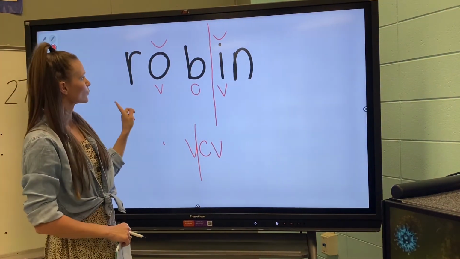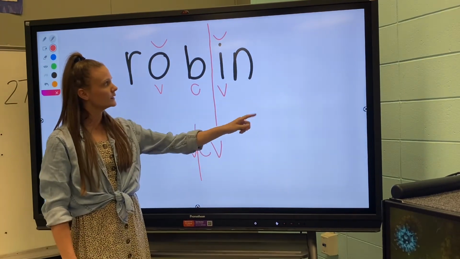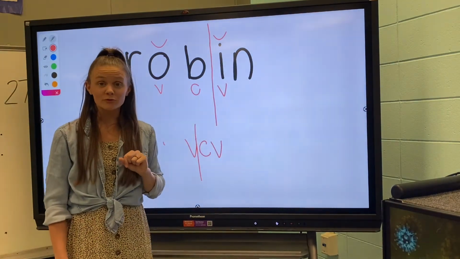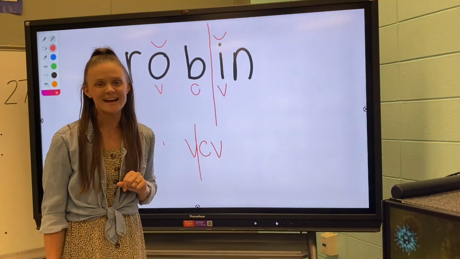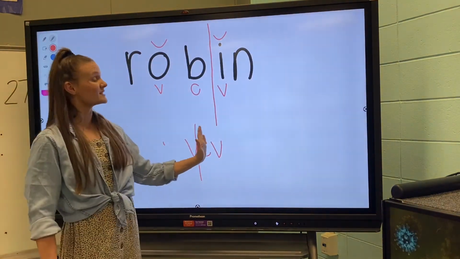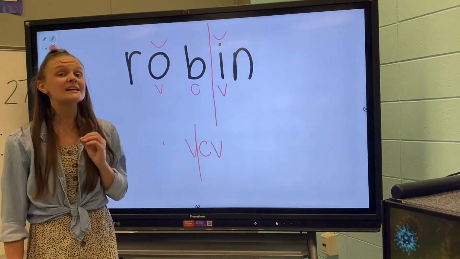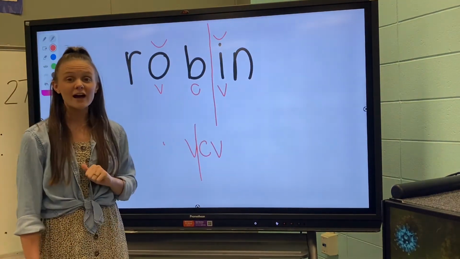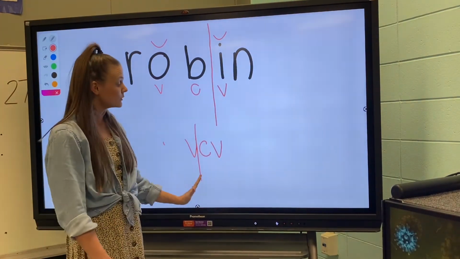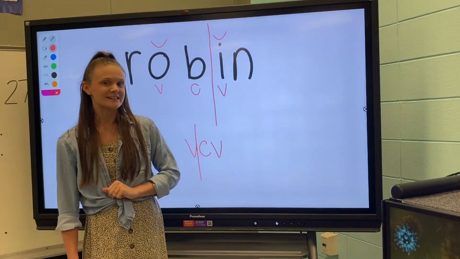Now let's try reading this word and see if it makes more sense. R-ob, rob, in, robin. Have you ever heard the word robin before? Yes, so our word makes much more sense when we move that division line. So remember, a good place to start is putting that line after that first vowel. But if you notice that your word doesn't make sense, then try moving your line after your consonant and then see if your word makes sense.